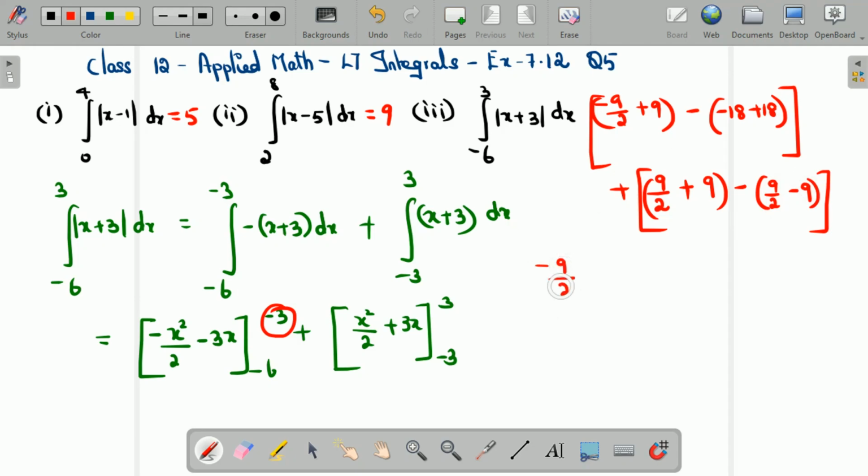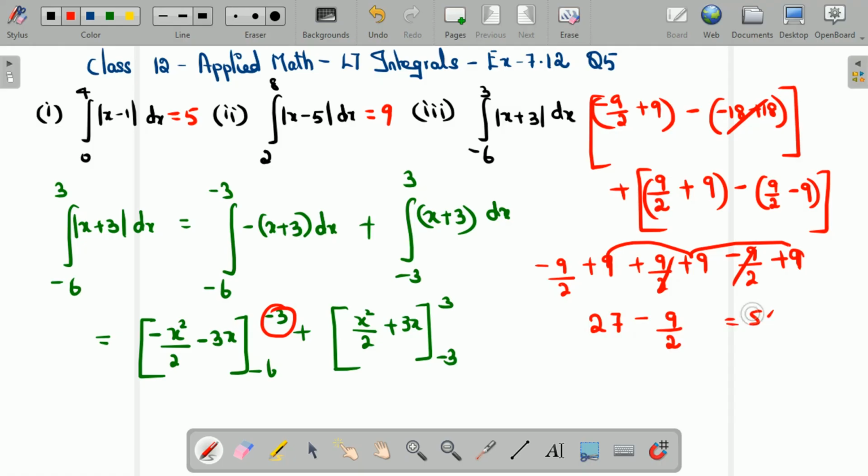So minus 9 by 2 plus 9, either way this term will get cancelled. So this is going to be plus 9 by 2 plus 9. Now this is minus 9 by 2 plus 9. So 9 by 2 and minus 9 by 2 will get cancelled. 9 plus 9 plus 9, so this is going to be equal to 27 minus 9 by 2. So you take LCM. This is going to be equal to 54 minus 9 divided by 2, which means it's 45 by 2. So the value for the final integration is 45 by 2.